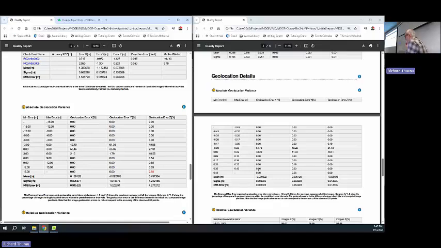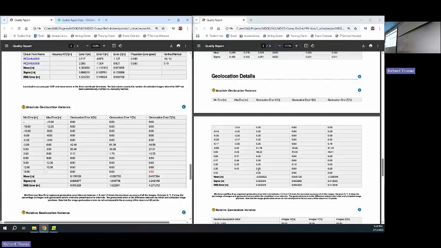And so if I look down here, basically we have absolute geolocation variance. I have a mean, I have a sigma, and I have an RMS. My mean values show how my geolocations differ between what Pix4D predicted and where the geolocations actually were. What is the mean difference between the X, the Y, and the Z? And then what is the actual error?